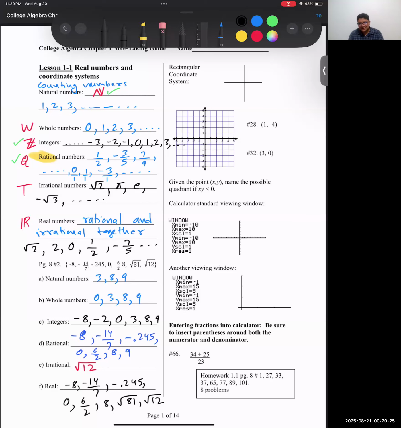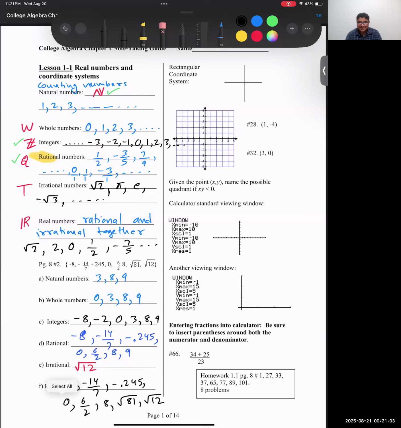Then I just include 0, that makes it whole numbers. And you notice that I wrote that 0, 3, 8, 9 for the integers and included the negative numbers. Now, -14/7 is -2, right? So in that form, it is an integer. Then you go to rational numbers and notice that the decimal we had, -0.245, is a terminating decimal, right? So if it terminates, then it can be converted into a fraction easily. It is a rational number.